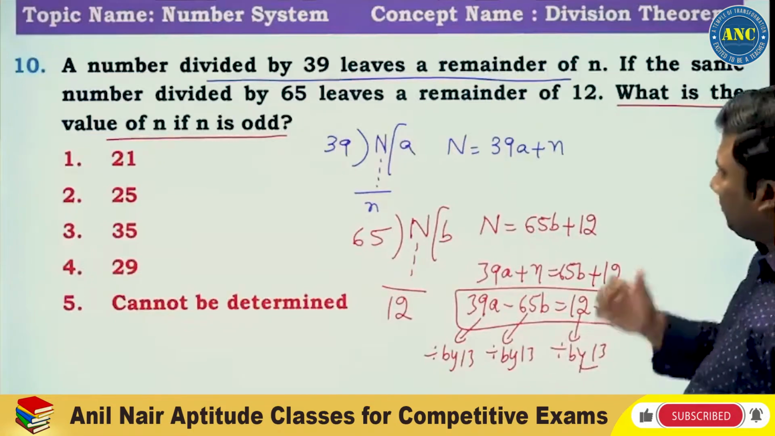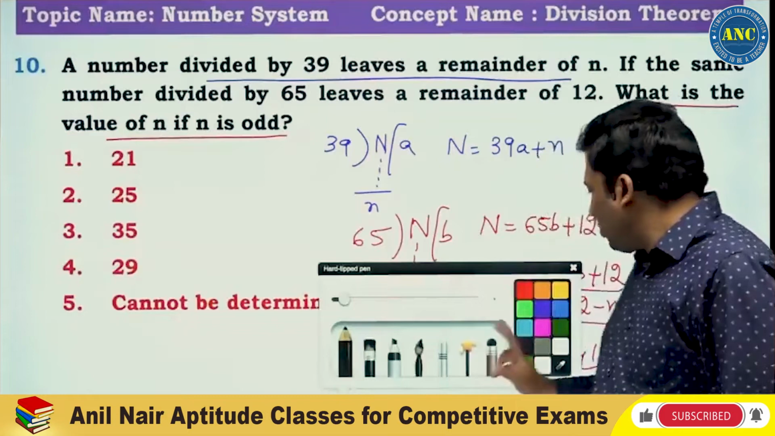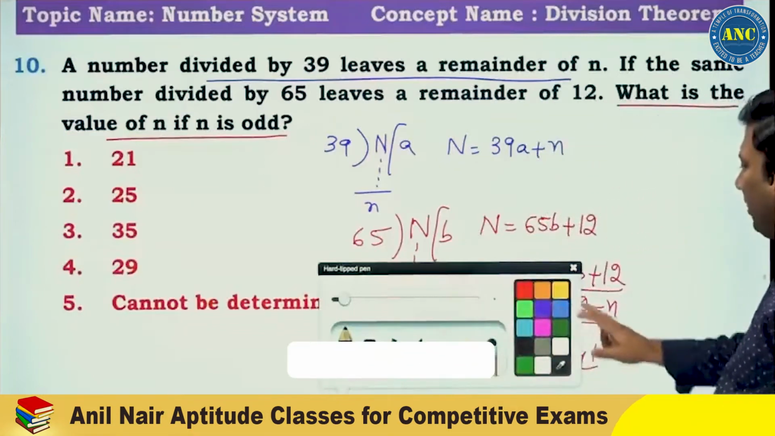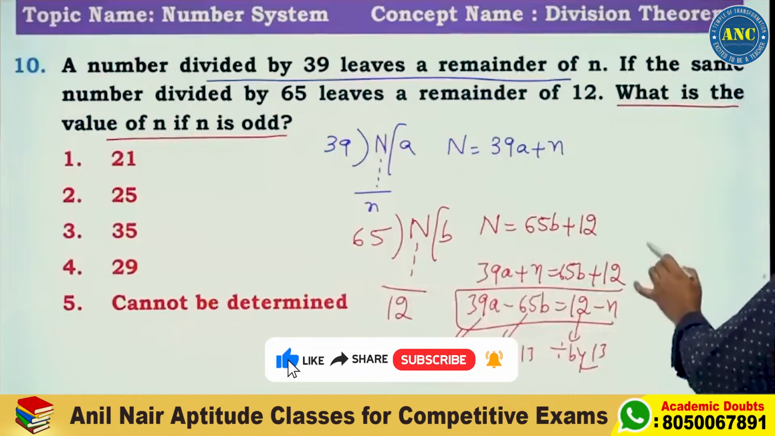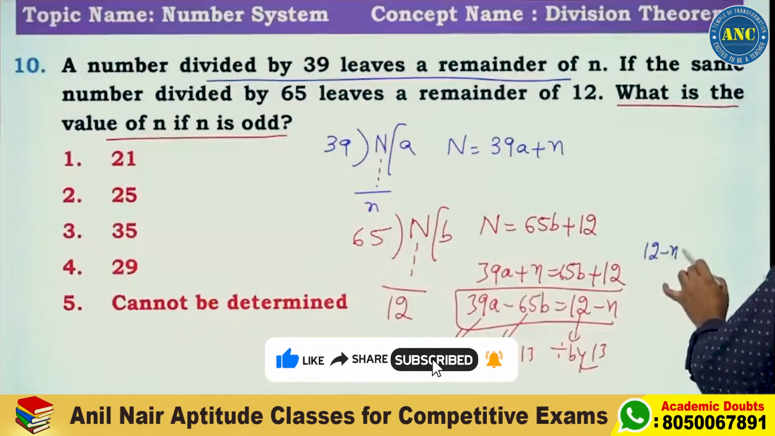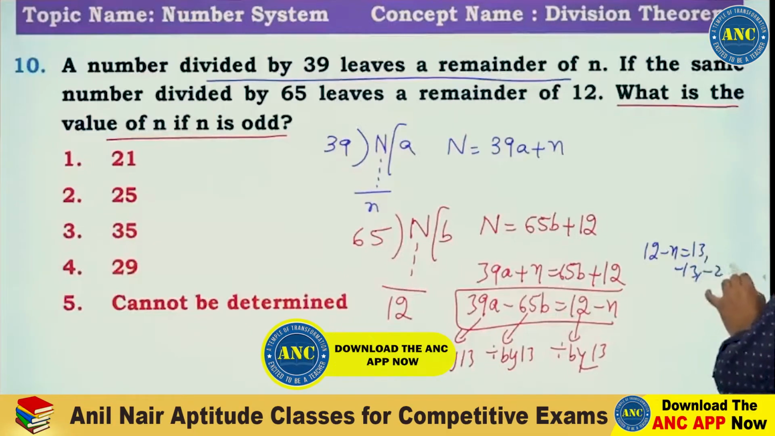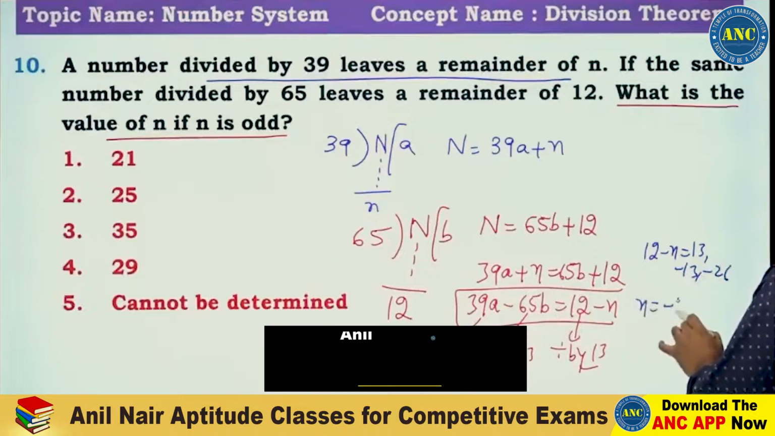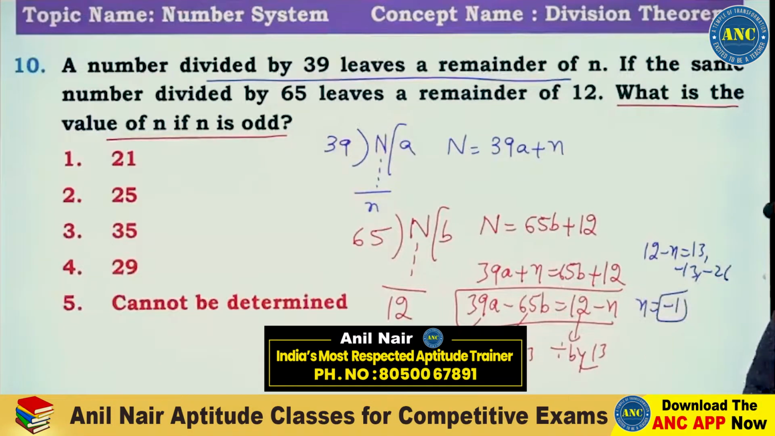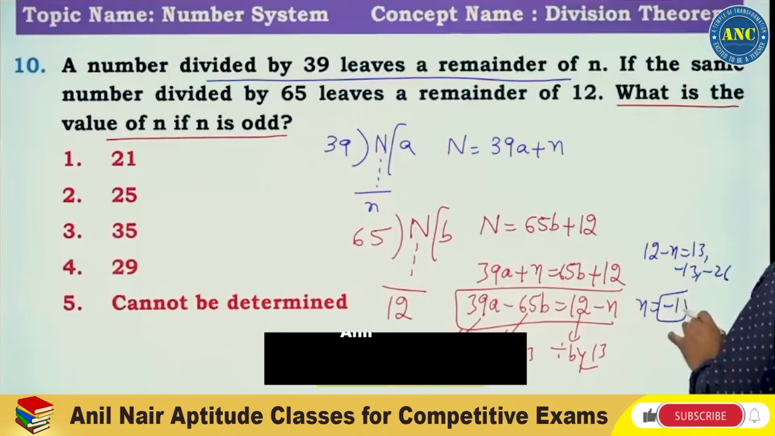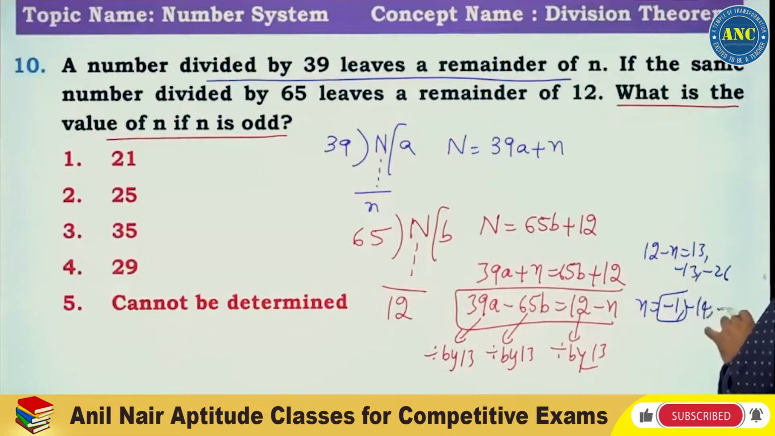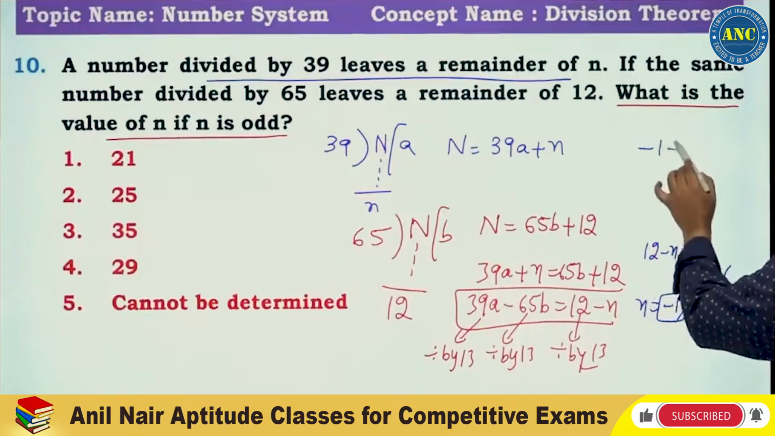Now see. If it is divisible by 13, what will be the cases? 12 minus n should be divisible by 13. So it can be minus 13, it can be minus 26, and so on. So n can be minus 1, or n can be minus 14, and so on.